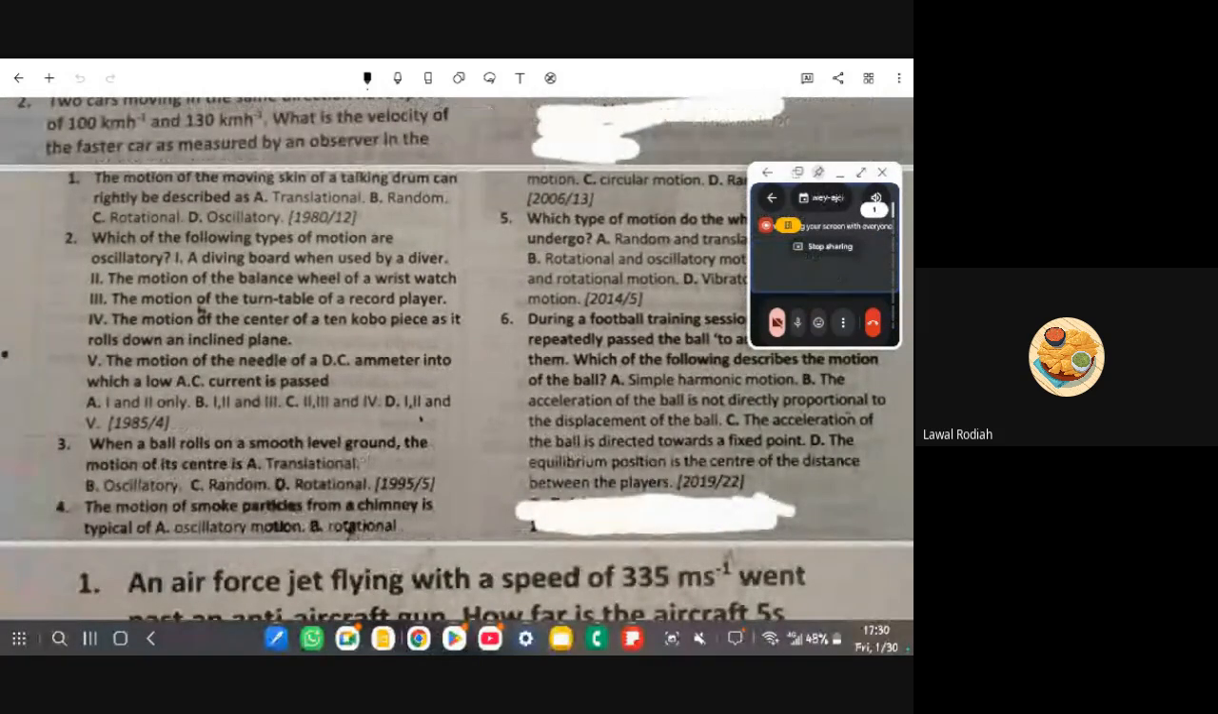Now, question 1. The motion of the moving skin of a talking drum. I've even said this today. The motion of the moving skin of a talking drum. What's the motion? It is oscillatory.